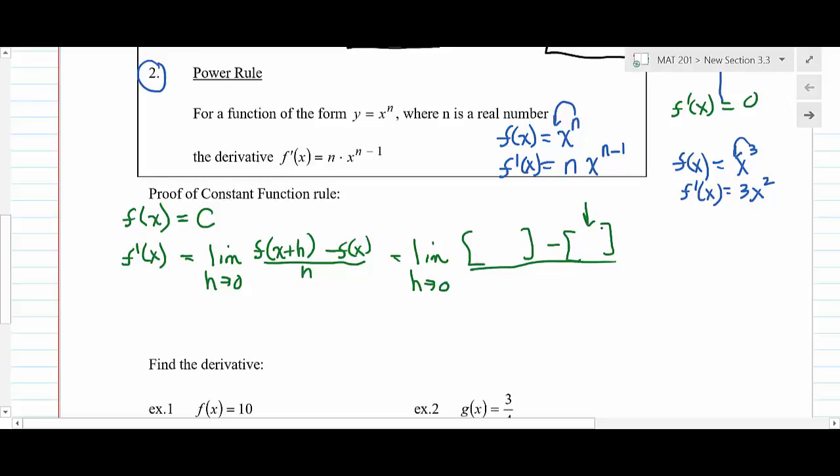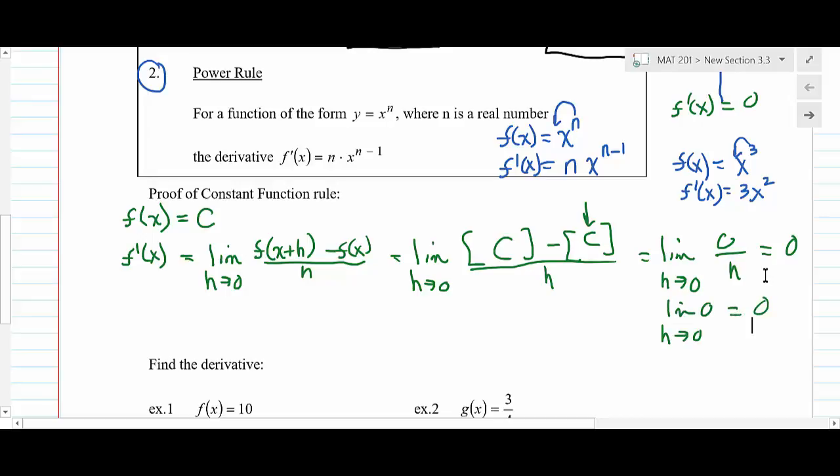What's the function? c. What do you think f of x plus h is? Still c, right? Can't be anything different. You can't replace the x with x plus h because there's not even an x there. So look what you get. You get the limit as h goes to 0 of 0 over h. So of course that's equal to 0, right? Because 0 over h is 0. You're just doing the limit of 0 as h approaches 0. That's how you prove that that's always the case.